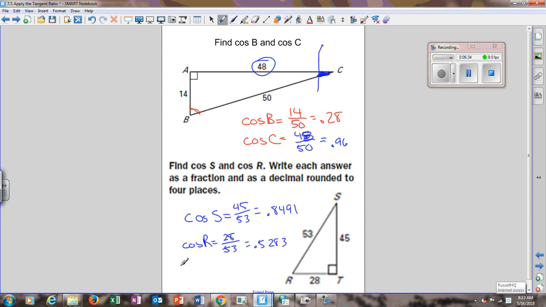Okay. Now if we find the sine of R, sine of R is opposite over hypotenuse. So it would be 45 over 53. See how it works? Sine of R is the same as the cosine of S.